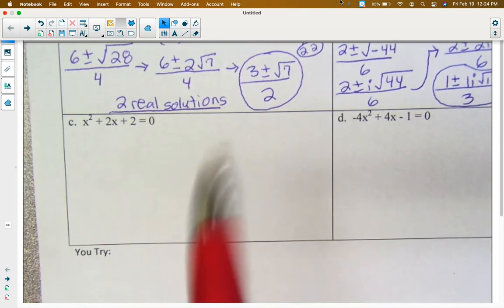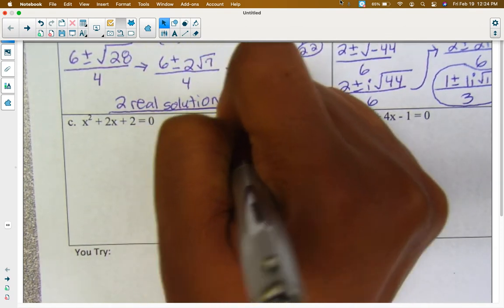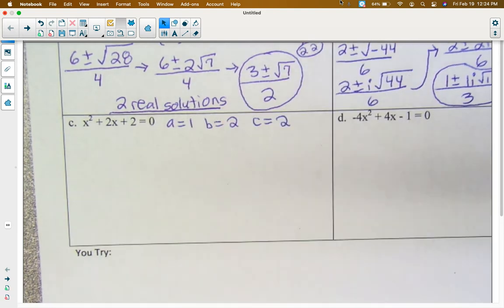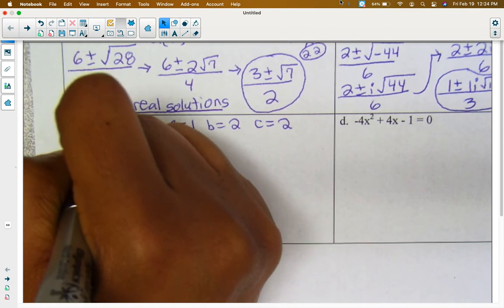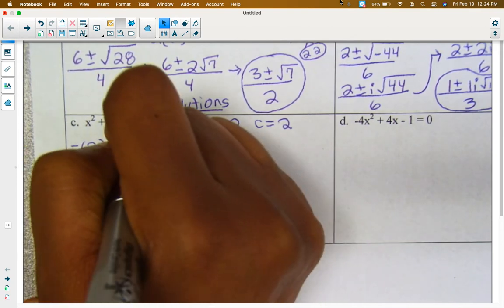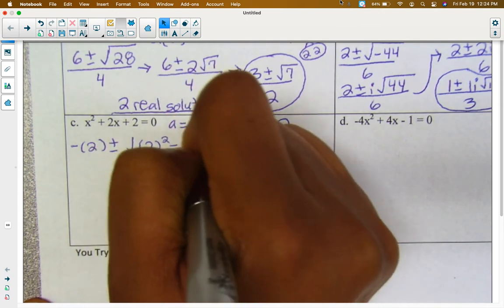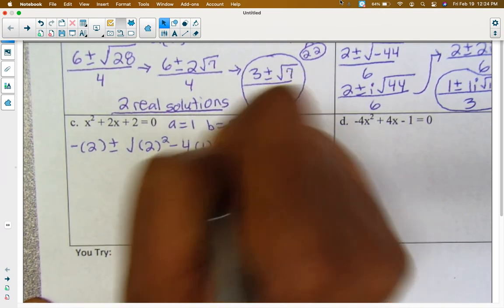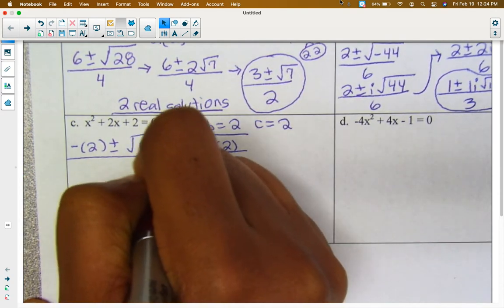Make sure it's in standard form. Label your a, label your b, label your c. The most important part of the problem is substituting these numbers into the quadratic formula. So we're going to substitute that in. It says to do negative b plus or minus the square root of b squared minus 4 times a times c, and that is all over 2a.